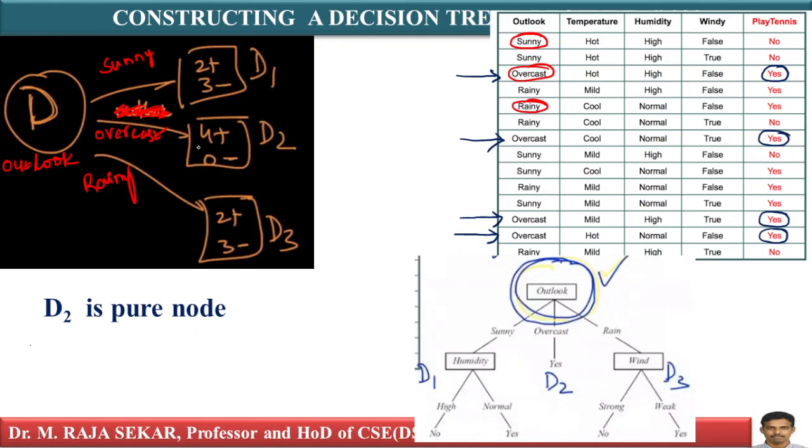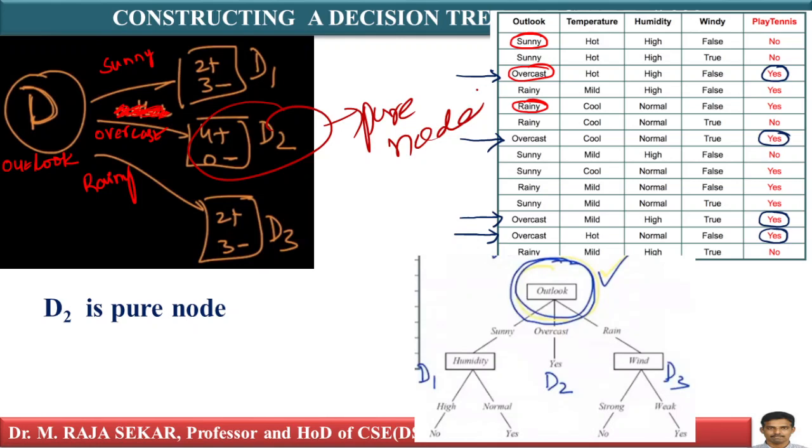If your Outlook, these are the values of Outlook. Outlook has got different possible values. What are the possible values? Sunny, overcast, rainy. If Outlook is overcast, you are getting a pure node. D2 is known as a pure node. Why? Because it has got only positive labels. There are zero negative labels, isn't it? So if your Outlook is overcast, in my training data, all the points are positive. Zero negative points, all the points are positive. Such a node is called a pure node. This node D2 is known as a pure node.